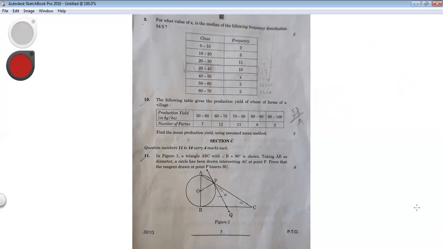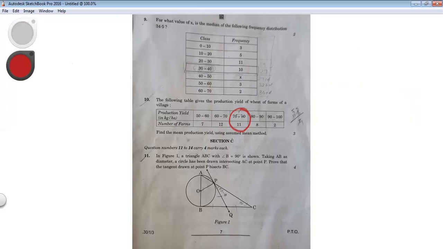The following table gives the production yield of wheat of the farm of a village. Find the mean production yield using the assumed mean method. Let me tell you how we do the assumed mean method. In the assumed mean method, you assume a mean. Usually in this case we are going to take the middle one, right? You always try to take the middle one, and that's going to make the subtraction below easier.